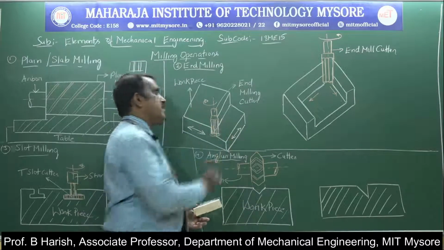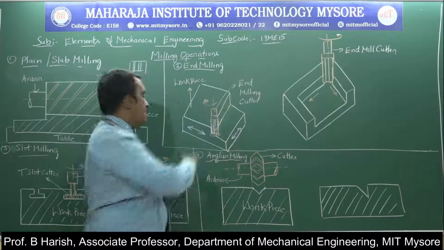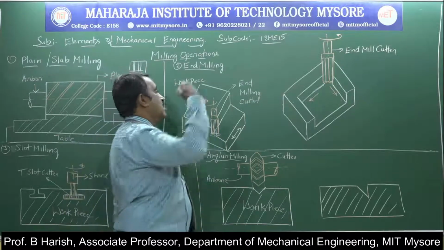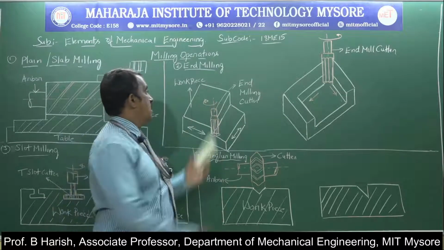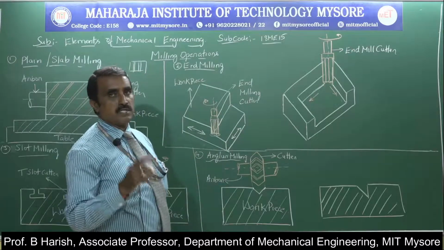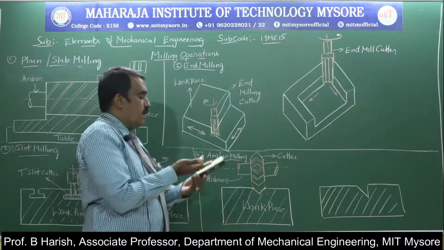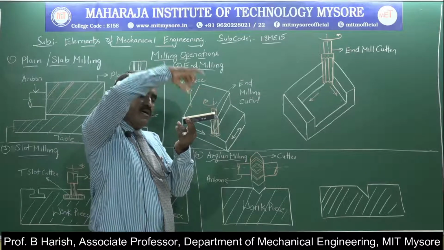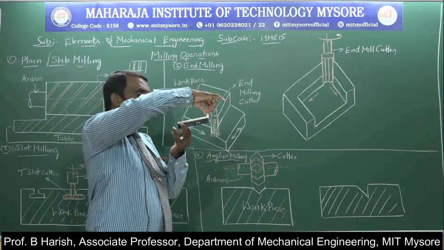So the tool is fixed. You can observe the direction in which the cutter will be rotated. On the table the workpiece is fixed, and then the machine is switched on. The vertical spindle starts rotating, and as the spindle rotates, the cutter also rotates. The table is moved, and the cutter is brought in contact with the surface of the workpiece.